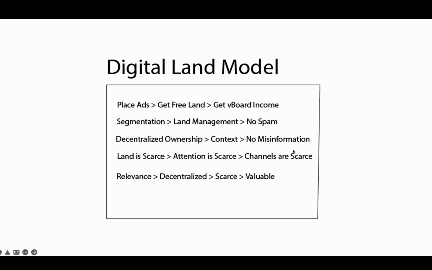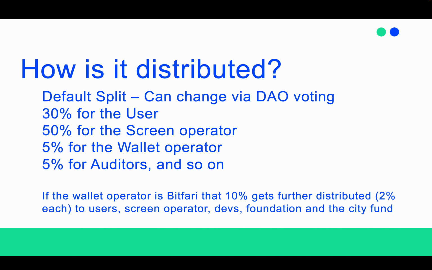Let me just skip this because it's a little bit boring. So 30% for the user, 50% for the screen operator, 5% for the wallet operators, 5% for auditors, and then if there are apps, they get something. So everybody gets money except for us. Bitfari gets nothing or very little from everything because we just want to keep the network running.